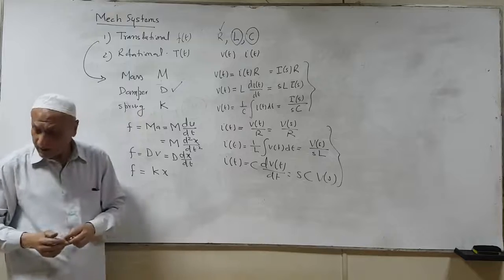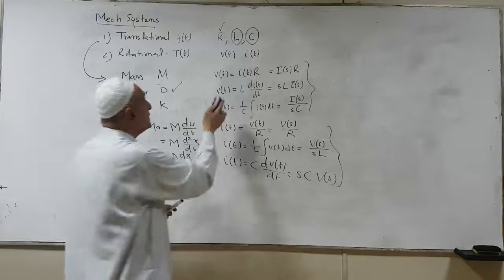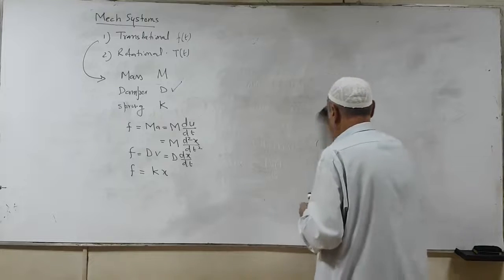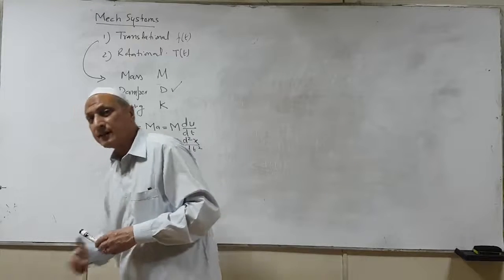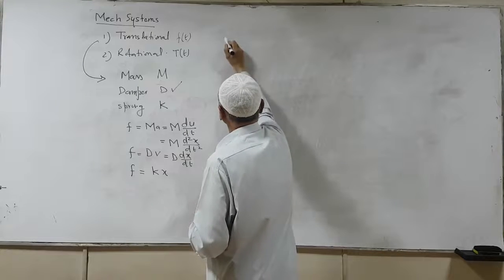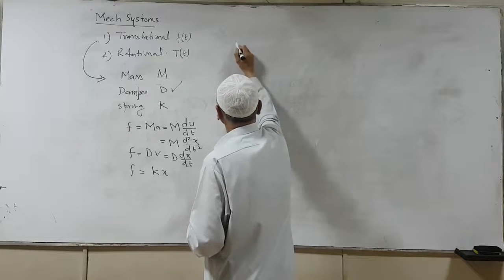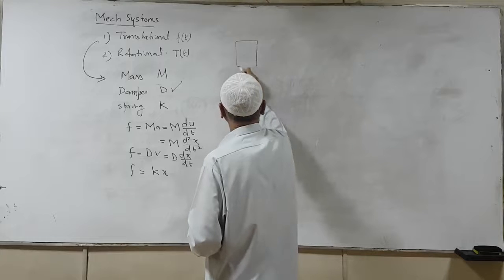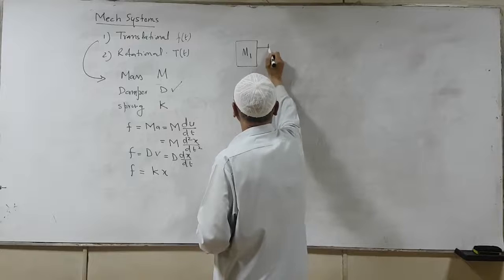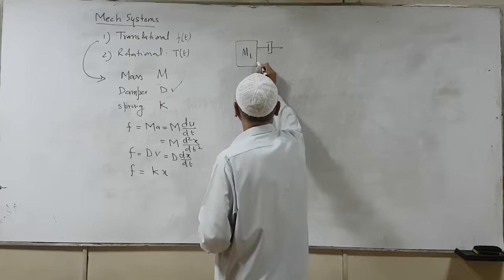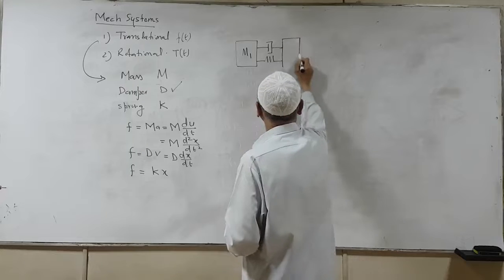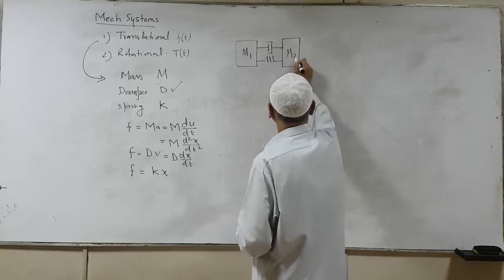Now, in order to get a transfer function, we must know what the mechanical system should look like. Let's consider an example. As an example, we have a mass m1, and then we have... I'll draw the diagram first and then I'll explain.